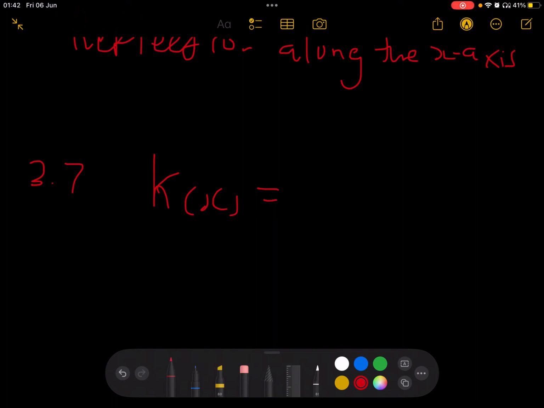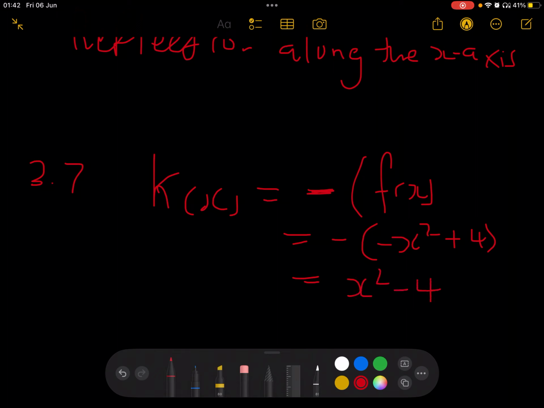It is changing the y, or the whole function, upside down, which means you have changed it from negative to positive. But this is how it happens. If you are reflecting something along the x-axis, the x values remain the same. The only thing that changes sign is the y. And therefore, this will be negative f of x. But we know that our f of x is given by negative x squared plus 4. Therefore, our new equation will be x squared minus 4.